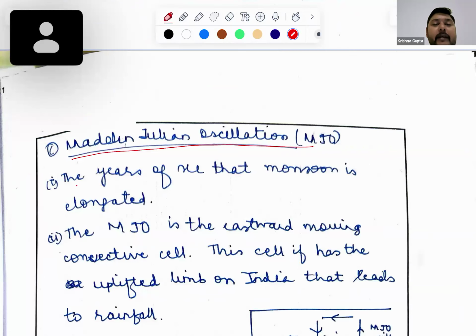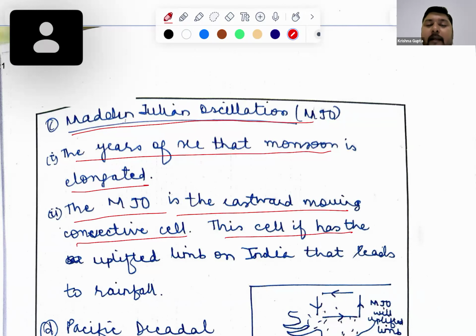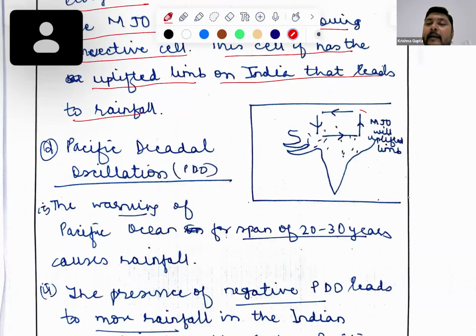Madden-Julian oscillation, the years of, see that monsoon is elongated. The Madden-Julian oscillation is the eastward moving convective cell. This cell, if it has uplifted limb on India, that leads to rainfall. This is Madden-Julian oscillation.